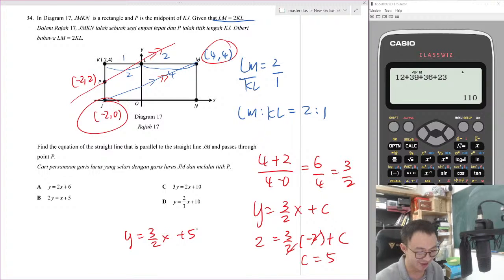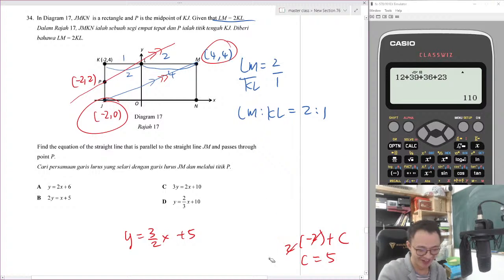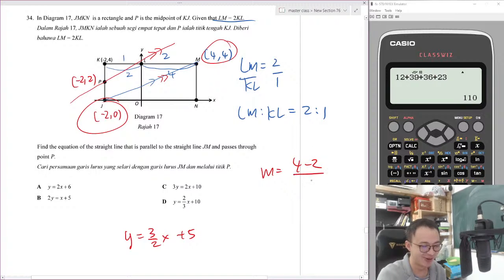Am I doing anything wrong here? Yeah, my gradient is wrong. Why did you guys never tell me? Okay, but it's good. Okay, y minus y, 4 minus 2 over 4 minus -2. So it's 2 over 3. Okay, so yeah, I mean it's 2 over 3, not 3 over 2.